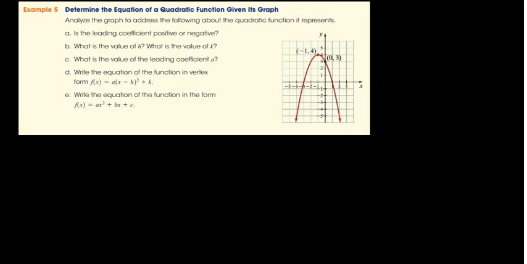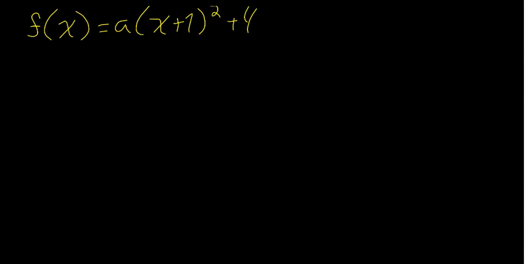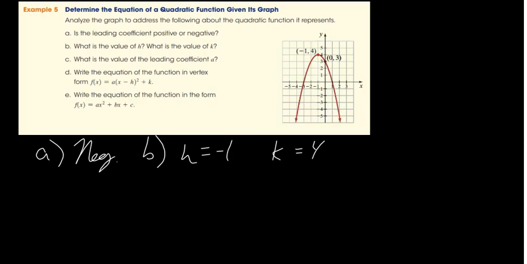Okay. We said that the leading coefficient was negative because we're going down. We did the values of h and k, so let's actually go ahead and do that. Negative the value of h and k. So h was -1, k was 4. Now we're trying to find the value of the leading coefficient a. So this is the equation we have. We have our vertex, which is placed here, and we have to figure out what a is. In order to find a, we need to plug in x and y, which is given to us as 0 and 3.